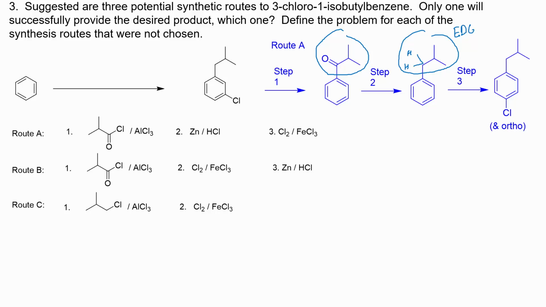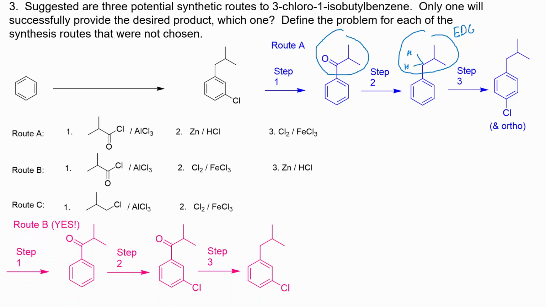Okay, let's examine route B. Route B is actually the correct answer. Step 1 is exactly like it is in route A, but in step 2, the real difference is that we have an electron withdrawing group, and it's a meta director.